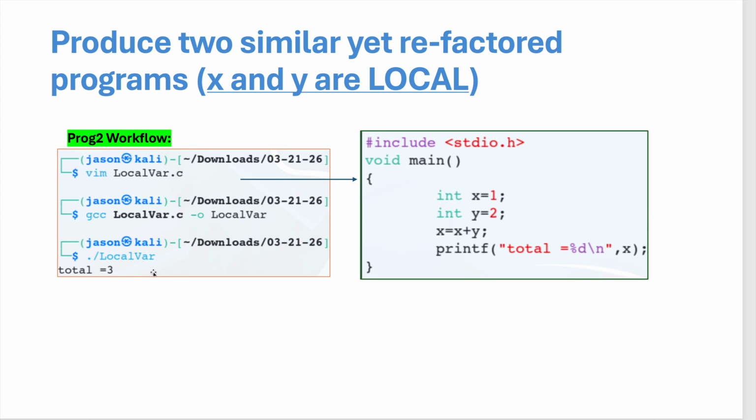We can see the result here after we created local var.c, and then we used GCC to compile the .c. And here we're saying the output, the .o, is going to be called local var. And then we run local var with ./local var, and total equals 3.